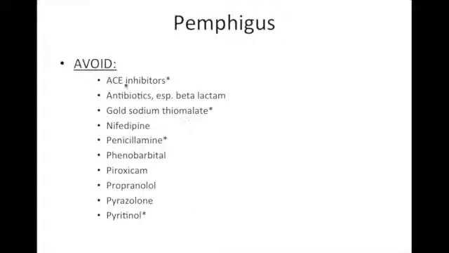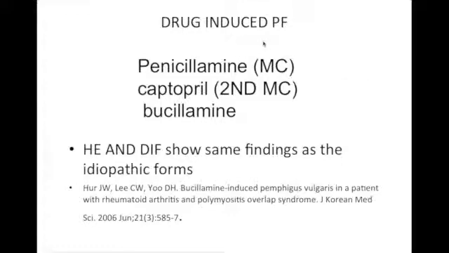Now, you do want to avoid many medications that have been associated with drug-induced forms of pemphigus. The big one is penicillamine. However, piroxicam and others have been associated. Here it is again, drug-induced PF. You'll see penicillamine is the first and number 1, captopril number 2, bucillamine number 3. The H&E will be the same, and the direct immunofluorescence will also be the same as what you'll see in idiopathic forms. You also have positive indirect immunofluorescence as well as ELISA studies against desmoglein 1 in this case.